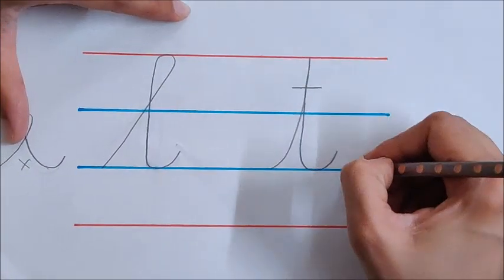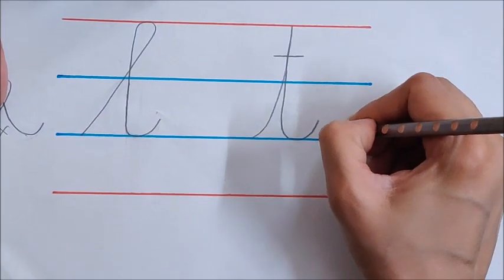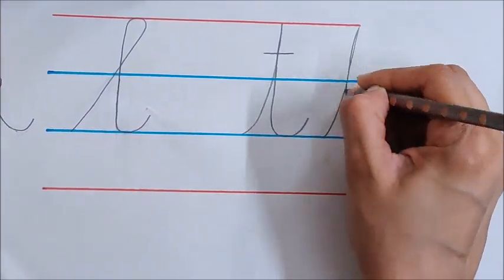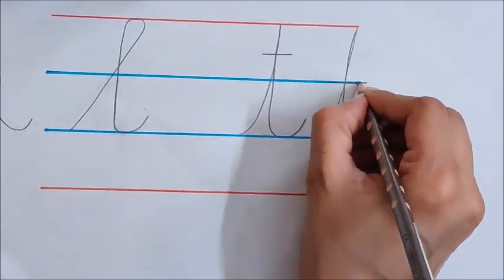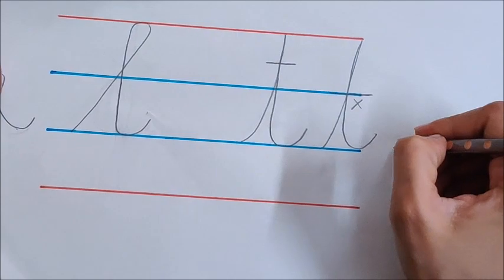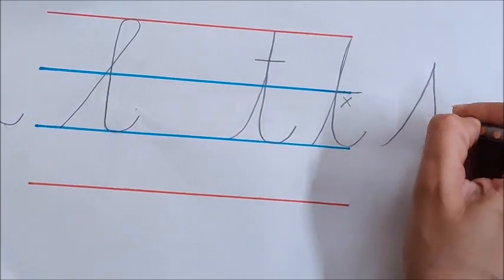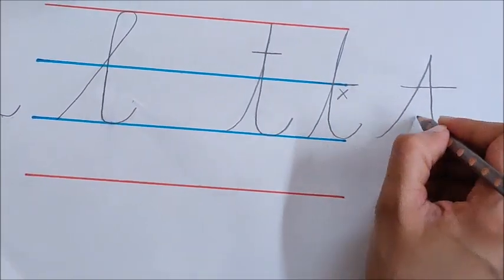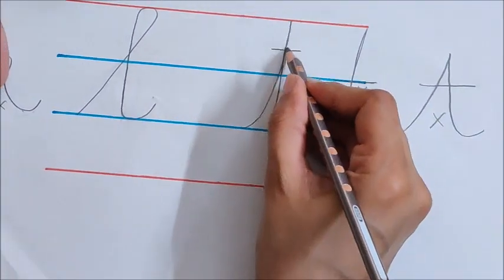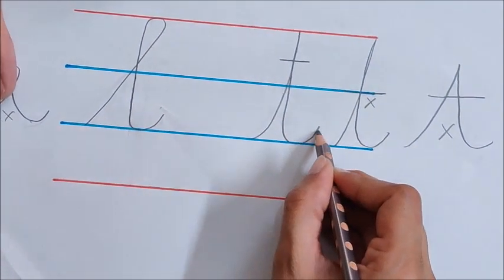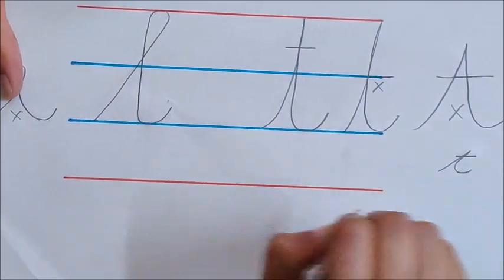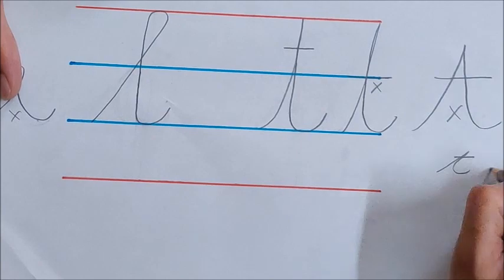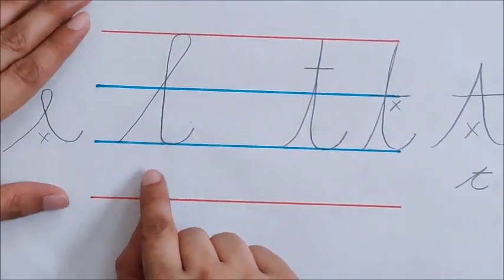Children, don't write T like this. You are writing T like this, and don't make a dash on the blue line. This dash on the blue line is wrong. And also, don't write T like this. This is wrong. It has to come back on the same line and it should be straight. This is T. Some children write T like this. This is wrong. It should be straight. So you have to write L and T in this way.